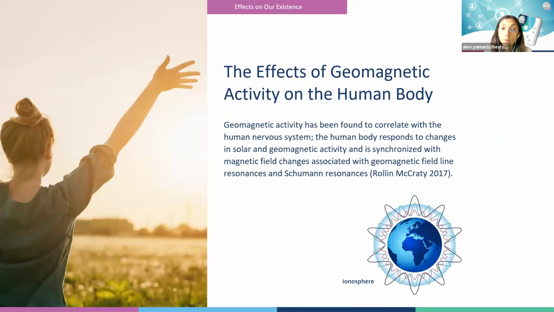So the effects of geomagnetic activity on the human body. Geomagnetic activity has been found to correlate with the human nervous system. The human body responds to changes in the solar and geomagnetic activity and is synchronized with magnetic field changes associated with geomagnetic field line resonances and Schumann resonances. Similar effects we are also using to basically create the best programs possible for the MagHealy.